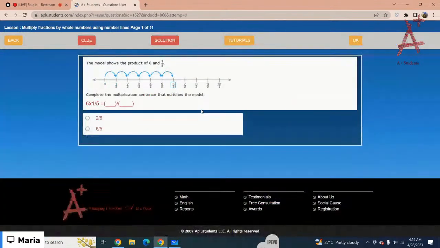Okay, you can see the model shows the product of 6 and 1 by 5. Complete the multiplication sentence that matches the model. So which is the correct option? 6 times 1 by 5 is? Yes, that would be 6 over 5. You can see from the model here, you can count 1, 2, 3, 4, 5, 6 arrows. So it would be 6 over 5. Option 2 is the correct option.